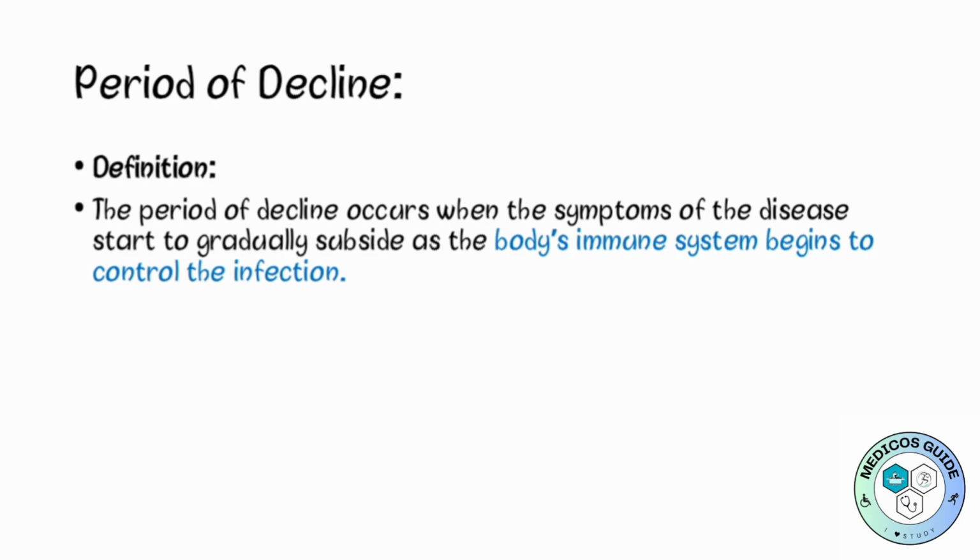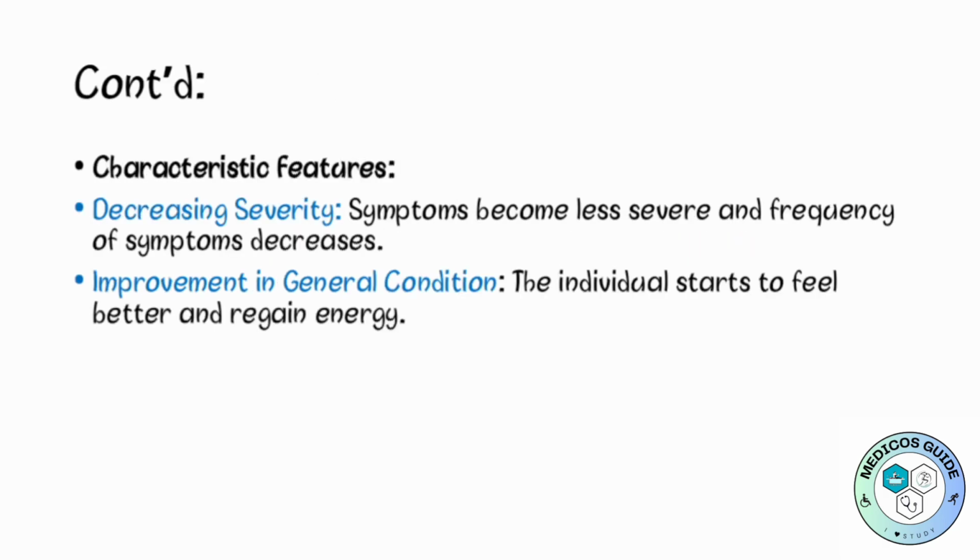That is, the period of decline occurs when the symptoms of the disease start to gradually subside as the body's immune system begins to control the infection. Now the characteristic features include number 1, decreasing severity. So symptoms become less severe, and frequency of the symptoms decreases. And then there is improvement in the general condition, that is, the individual starts to feel better and regain energy.